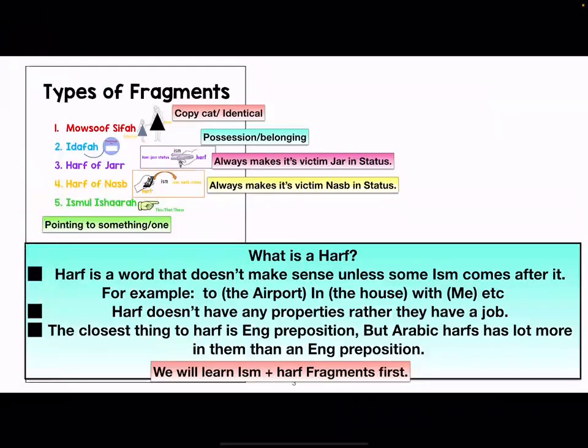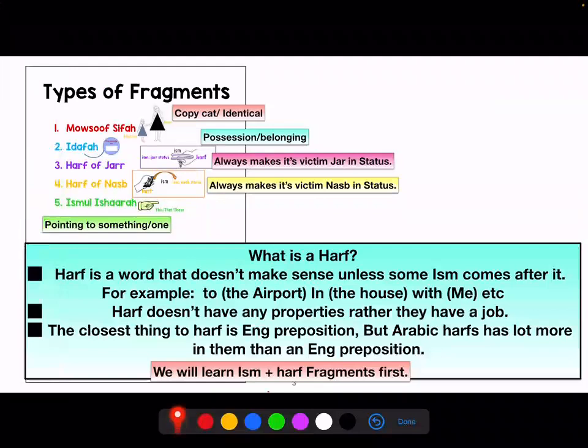As I said, there are different kinds of fragments. One of them is the Mosuf Sifa fragment. I'm not going to go into detail. The other name you can just remember is a copycat, meaning it kind of copies.